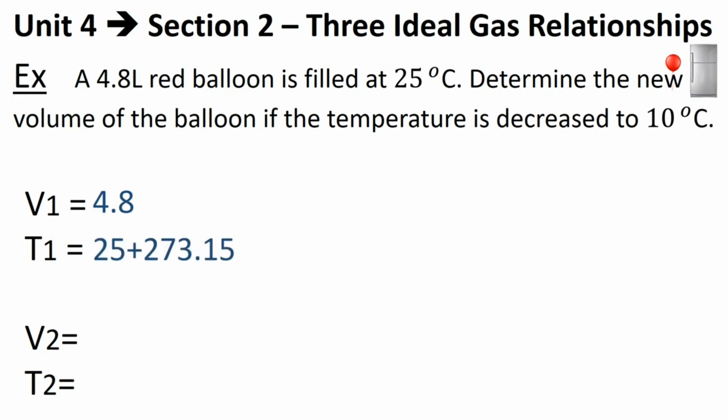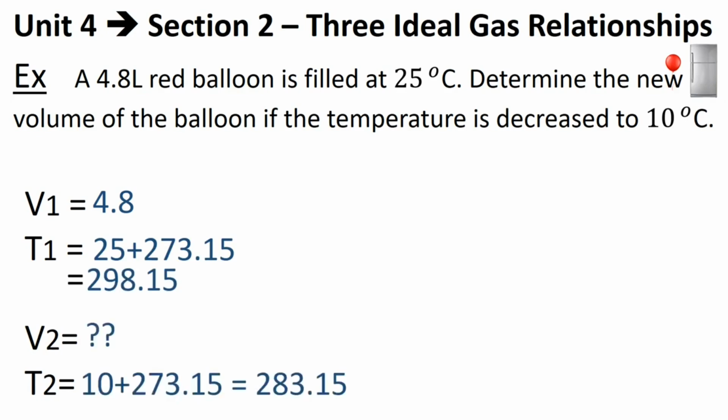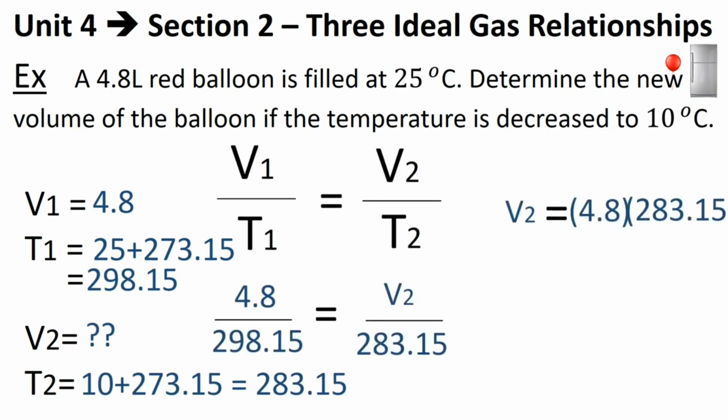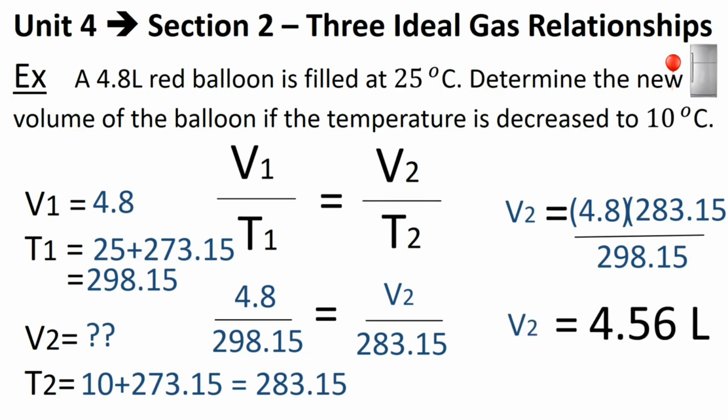So 4.8, now there we go. Remember, to convert to kelvins, we're simply going to add the 273.15. So we get 298, and our T2 is actually 283. So when we write our gas law and plug everything in, that's what it's going to end up looking like. And if our temperature went down, our volume should go down a little bit. If you do the calculation, 4.56 is lower than 4.8. So that is our correct answer. So there's your lesson on always work in kelvins.